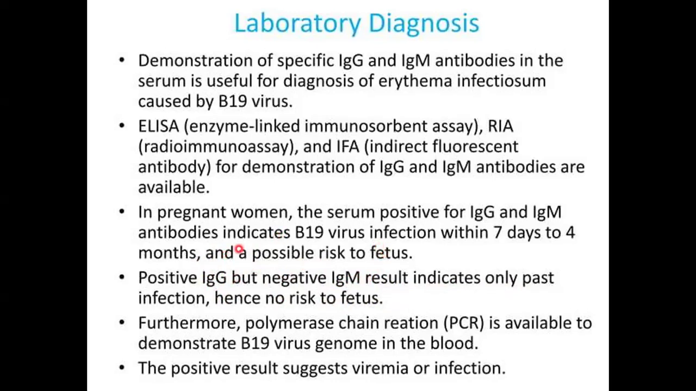Okay, so if it's positive for IgG, but IgM is negative, we know that this is a person who had the infection long time ago. Further, PCR is available to demonstrate B19 virus genome in blood. So if you're interested to see the DNA of parvovirus, positive results suggest viremia or infection. So to summarize this slide, we use ELISA to get IgG antibodies or PCR to get the viral DNA. Okay.